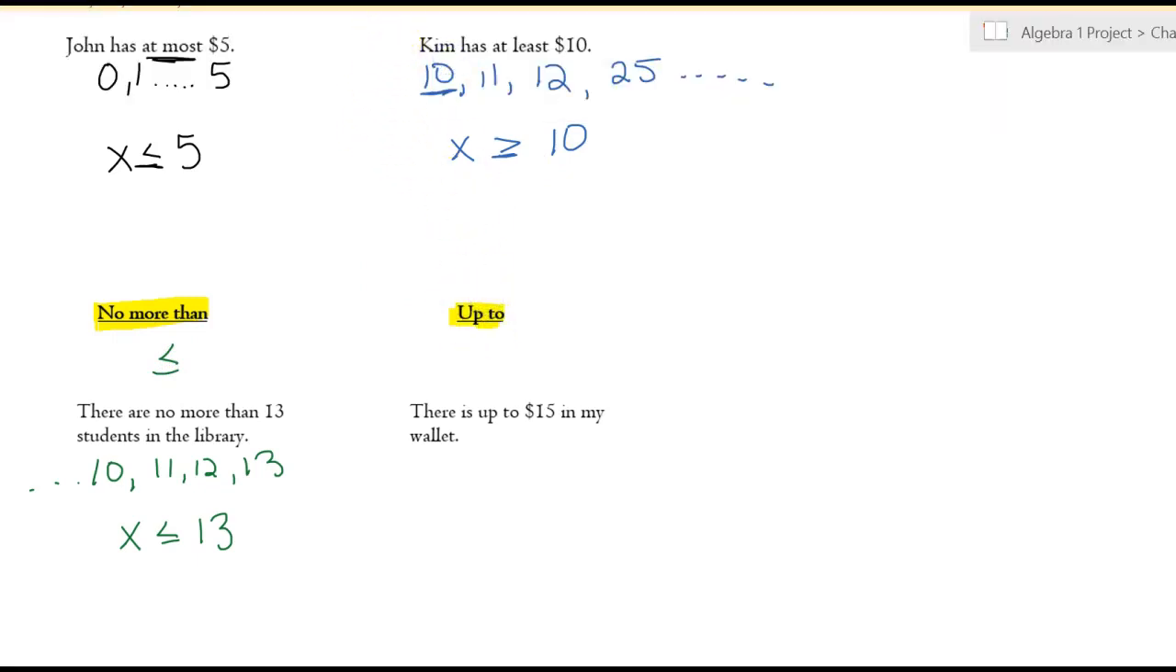Another one is "up to." So I have up to that amount. So I could have $10, $11. He could have up to $15 in his wallet, but 15's the max. So that's another less than or equal to.